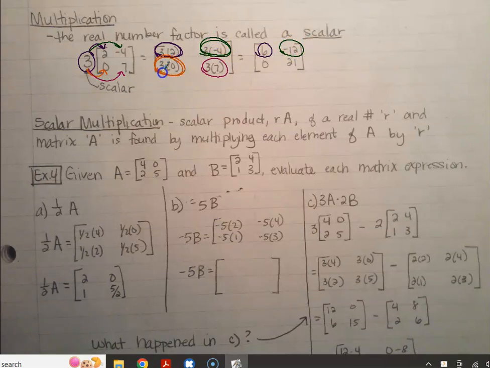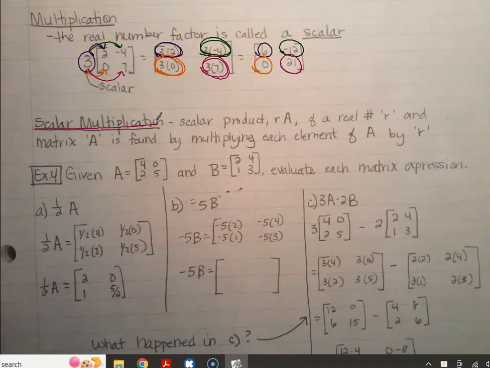3 times 0 is 0. And that last one, 3 times 7 is 21. So the corresponding positions, everything goes in a corresponding position. So this is called scalar or scalar multiplication, depending on how you want to pronounce it.